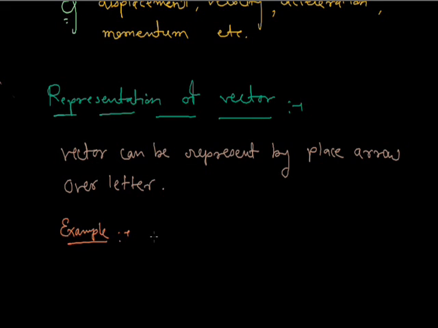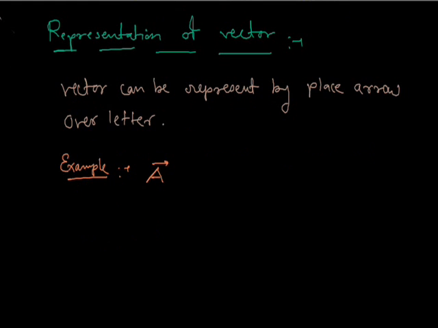Example, if I have to represent the A vector, then I can put an arrow over A. Here, the length of the arrow shows the magnitude, and the head of the arrow shows the direction of the vector, while the other end is the tail.